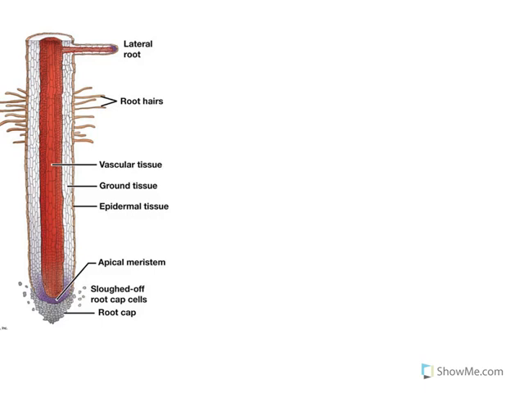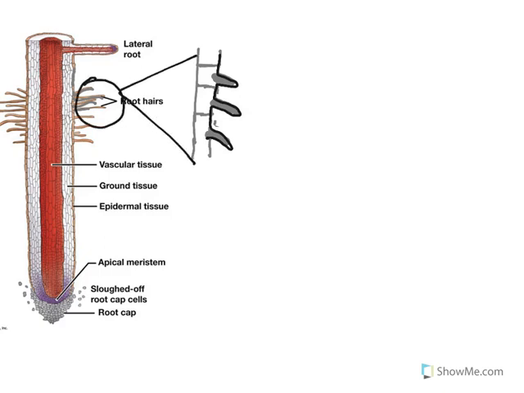In roots, the epidermis plays a very important role in the absorption of water. These are the epidermal cells, and you can see these epidermal cells have these extensions. So here if you have the root, this is the epidermal cells of the root, and each of these epidermal cells has these little extensions, and these extensions are called root hairs. They increase the surface area for the absorption of water. You can see here, this is what I've zoomed out here.